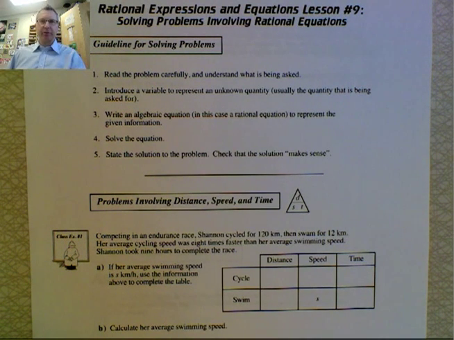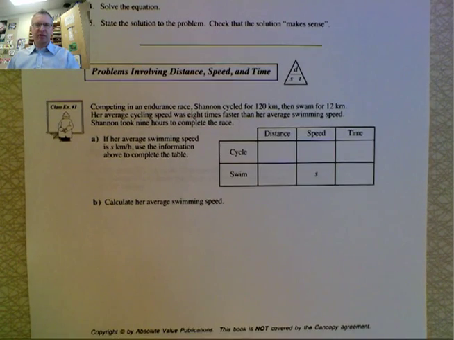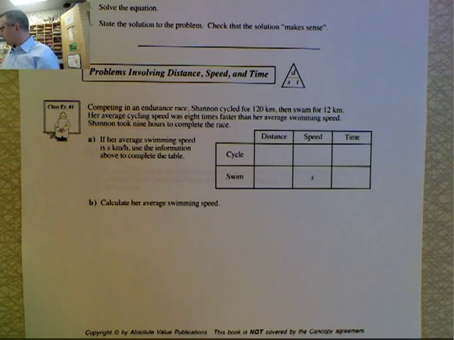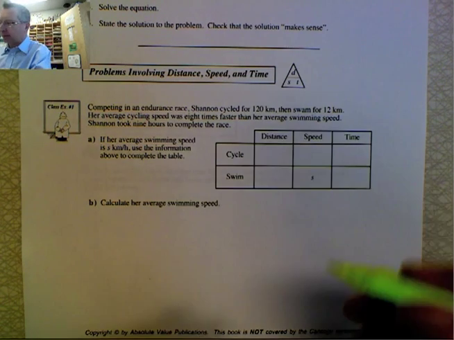Throughout this entire unit, we've basically been doing some theoretical calculations with rational expressions. And what we're going to do today is look at a couple of different types of problems you could solve using rational expressions. And the first type of problem is a distance, speed, time problem, or a distance, velocity, time problem.